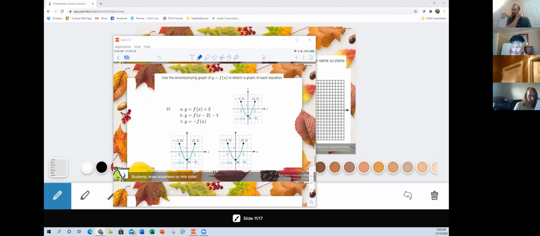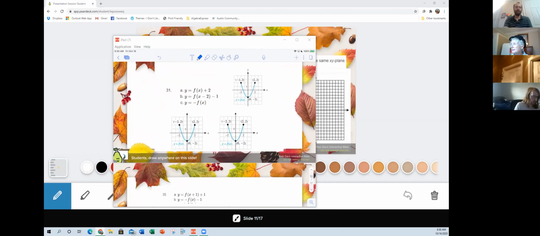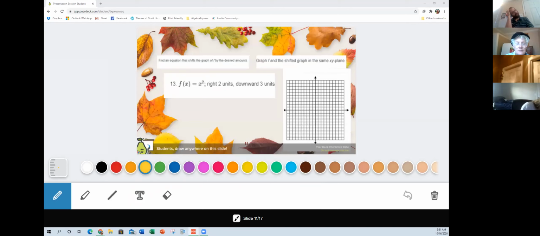Okay, so if you look at 31, they're asking you to draw each one of these. So I gave you the graph on each one. On 31, y equals f of x plus 2. So let's let this be a. And what would you do to the original function if you're just adding 2? What's going to happen? I need to actually shift the slide for you guys.